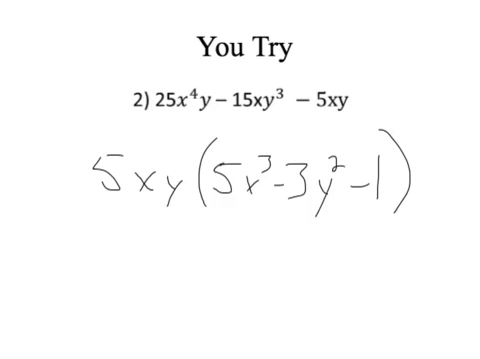So when you're looking for a greatest common factor, find the biggest number that you can divide each term by, and then if every term has the same variable in it, look for the lowest exponent of that variable.